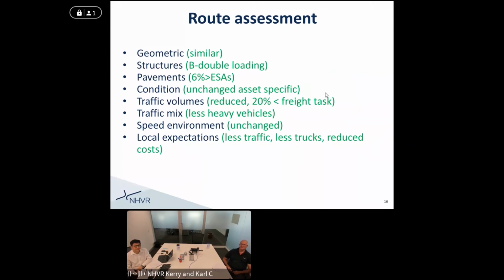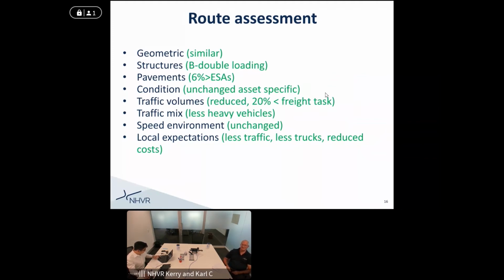Payments, it's 6% greater ESAs, and you'll see in the later one, in a number of examples, we're looking at A doubles and B doubles. That actually goes the opposite way. That's because truck and 4-axle dogs have tandem axle groups, and they're actually more damaging than tri-axle groups, especially at HML. Condition of the assets or the infrastructure, well, that's unchanged.